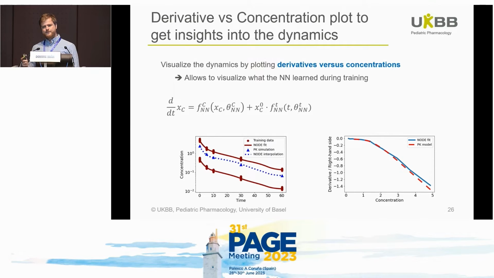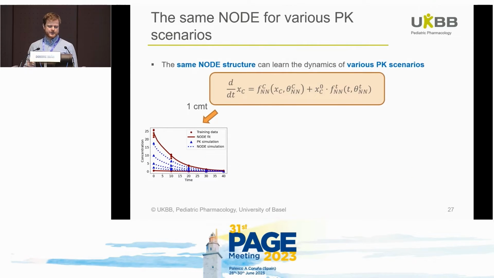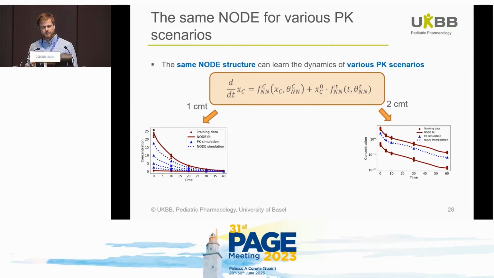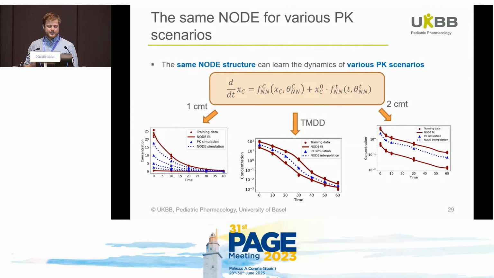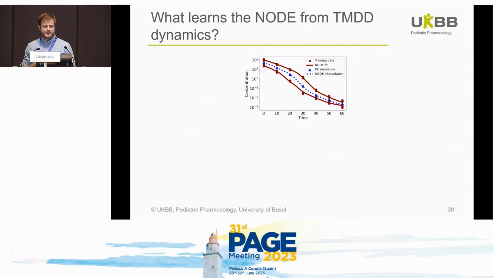So we have a framework for our NODEs, and now we can apply it. So we can use the exact same model structure and fit data from a 1-compartment model or a 2-compartment model, and even more complex models like a TMDD model. And since the TMDD model is quite interesting, we want to get an insight into what the NODE has learned from this data.